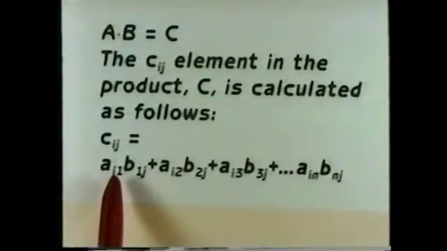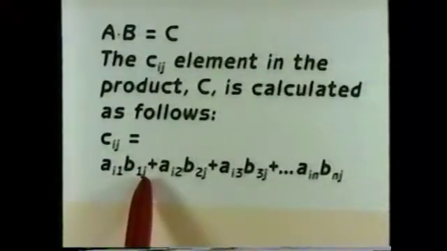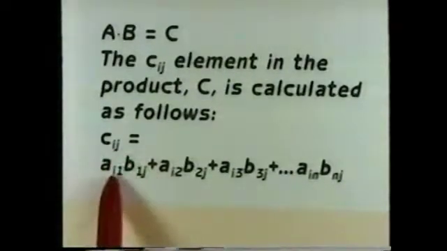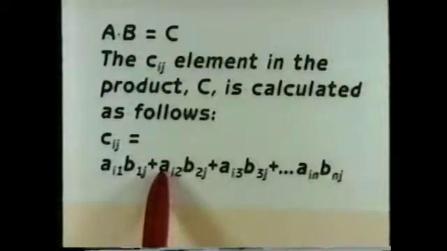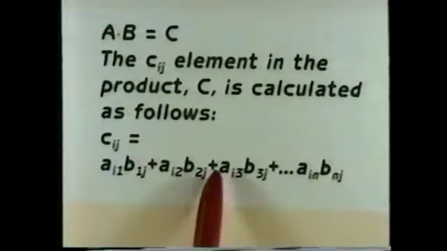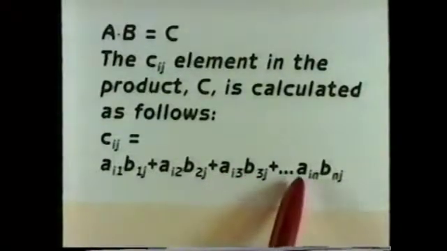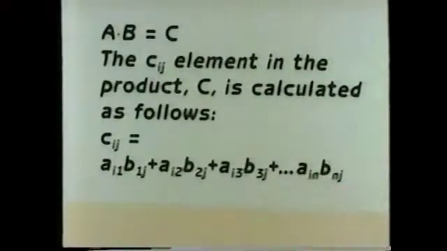A, i row, first column, times B, first row, j's column. See how the i's and j's work. Plus A_i2 B_2j, plus A_i3 B_3j, plus all the way to A_iN B_Nj. I'll give you a moment to get this copied down. Then I'll actually illustrate it with an example.